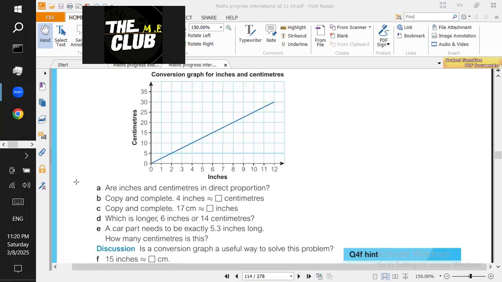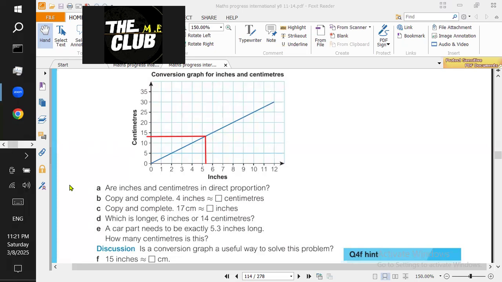Okay. A car part needs to be exactly 5.3 inches long. How many centimeters is this? Same idea. You convert the 5.3 inches, which is 5.3 here. You convert it to centimeters like this. So it's almost like 13 centimeters, maybe 13 centimeters.